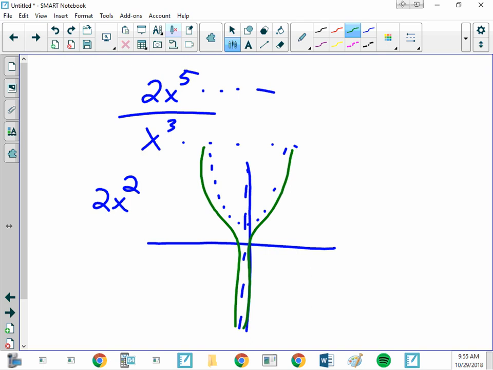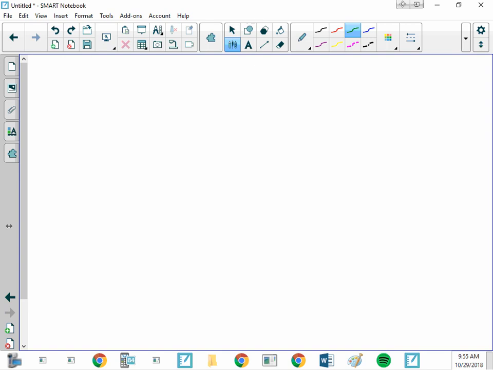Okay, so if I have x to the 3rd over x to the 5th, I have an HA at y equals 0. Whenever the bottom is bigger than the top, your HA is at 0. Why? Because that simplifies down to 1 over x squared. And whenever you plug something into 1 over x squared and it starts to get really, really large, you get closer and closer to 0. Will you ever get to 0? No, never. But you'll get so close eventually you can't tell the difference.